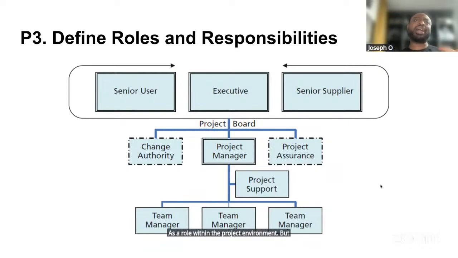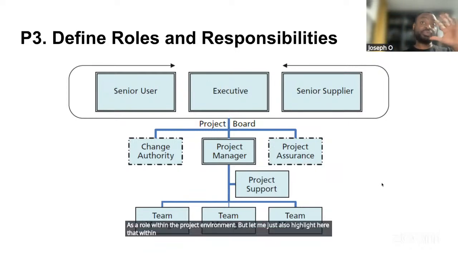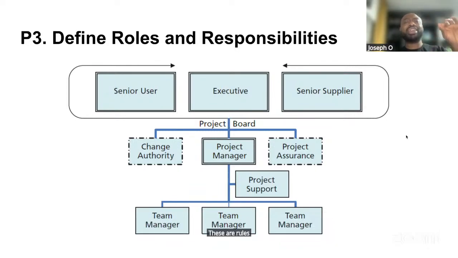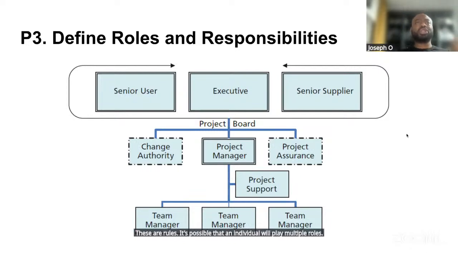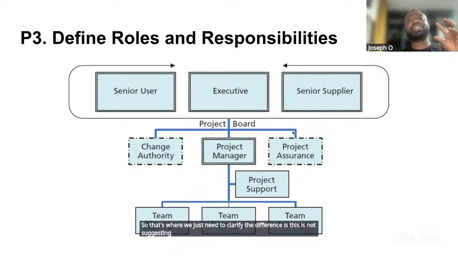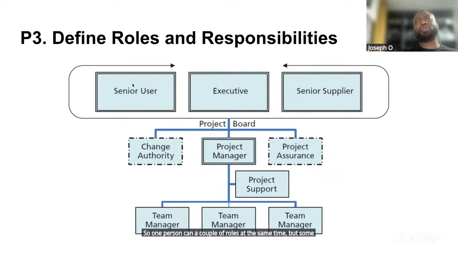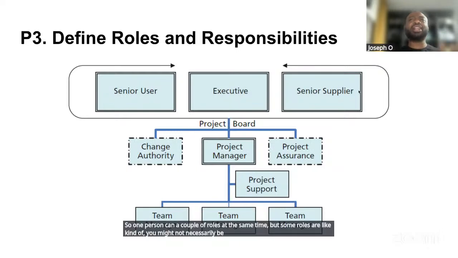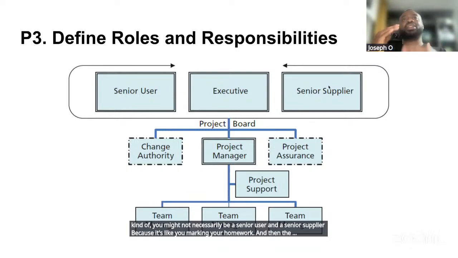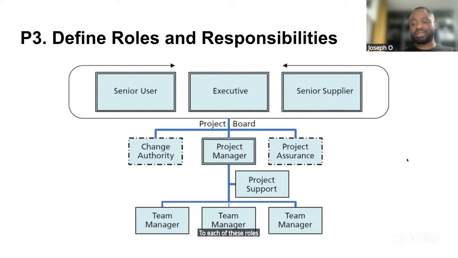But let me just also highlight that within the project environment, these are roles. So it's possible that an individual will play multiple roles. That's where we need to clarify the difference. This is not suggesting that there have to be 8 people within the project environment. It's 8 roles. So one person can play a couple of roles at the same time, but you might not necessarily be a senior user and a senior supplier, because it's like you marking your homework. The responsibilities then come in to each of these roles. I hope that makes sense.